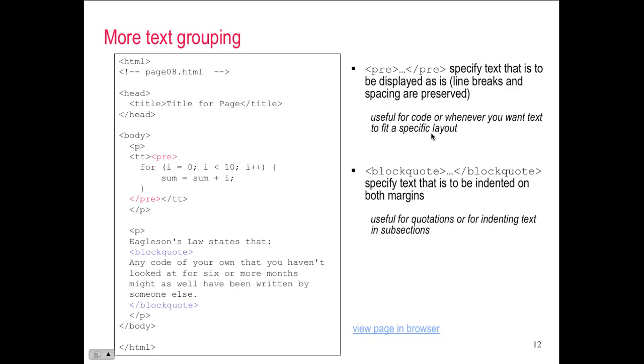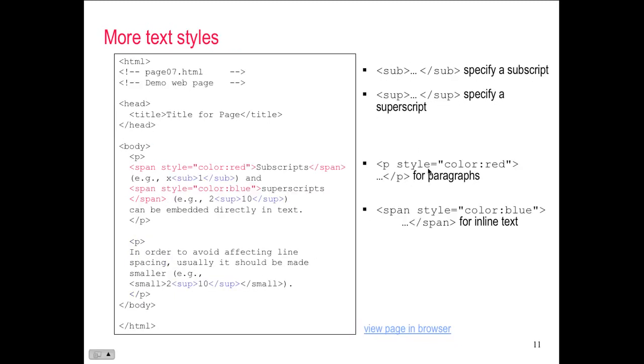P, whoops, we want to go here. The P style is going to be color: red for the paragraphs. We're going to change the color to red. Span. Span, the style, which is going to be another section. This is for inline text. We're going to say that it's going to span. Style color is going to be red. And then we're going to have the subscripts.